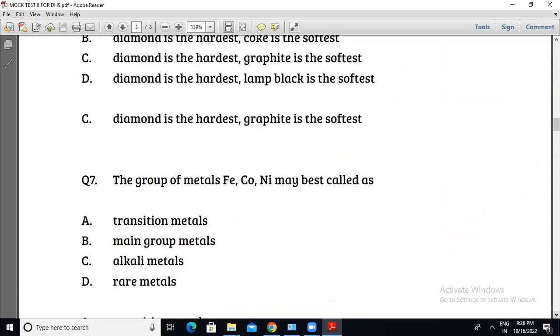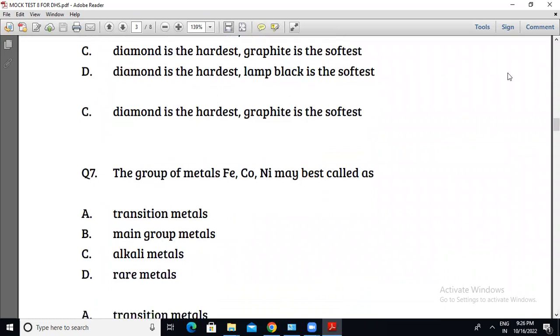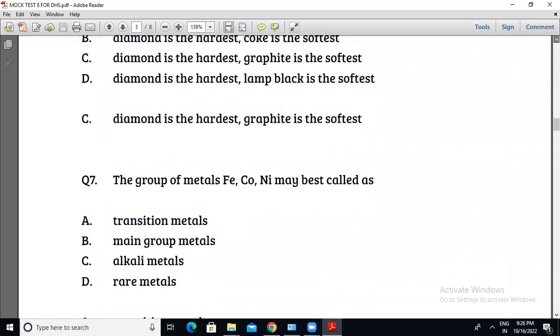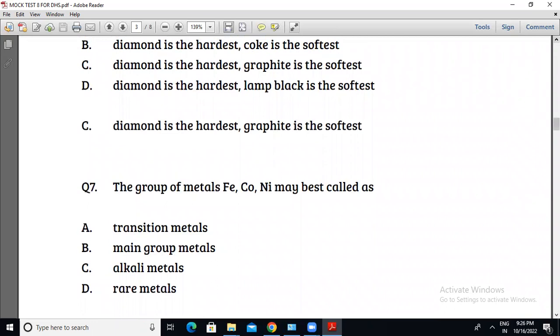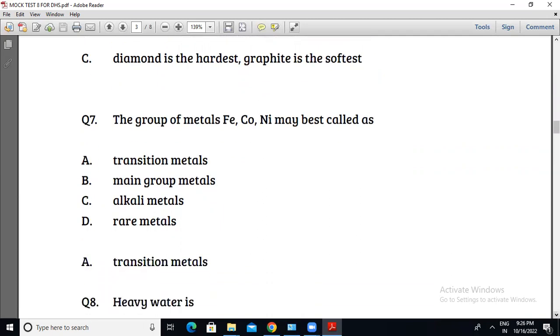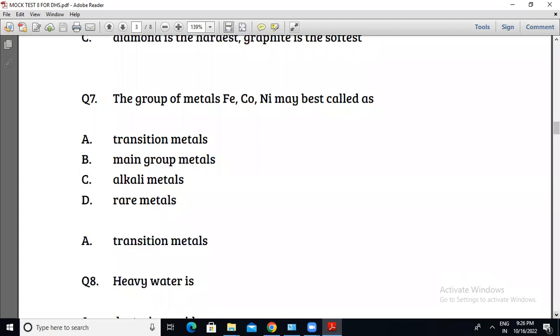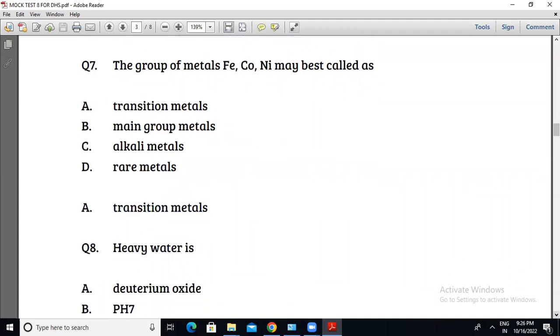Then question number 7: the group of metals Fe, Co, Ni may best be called as option A, transition metals, option B, main group metals, option C, alkali metals, and option D, rare metals. And the correct option will be option A, that is transition metals.